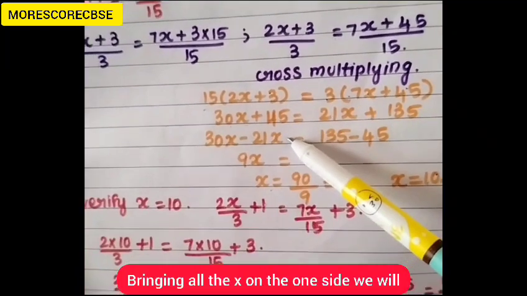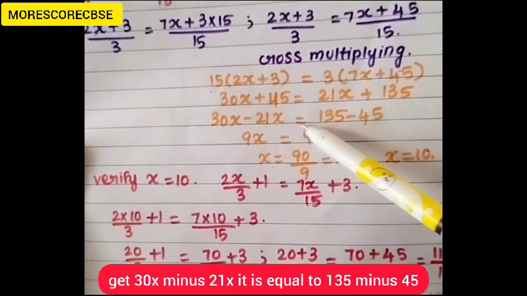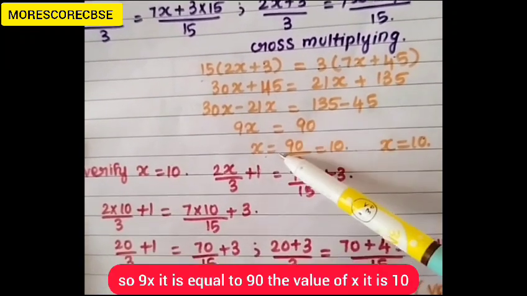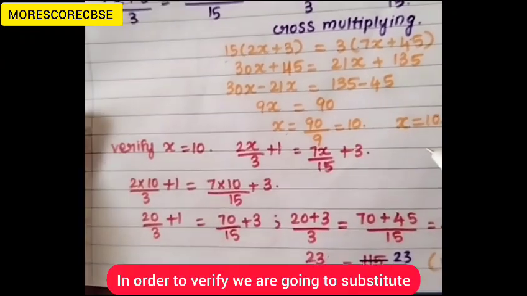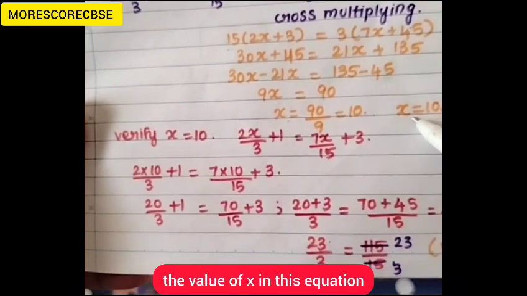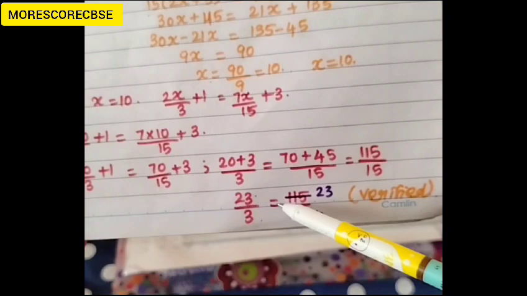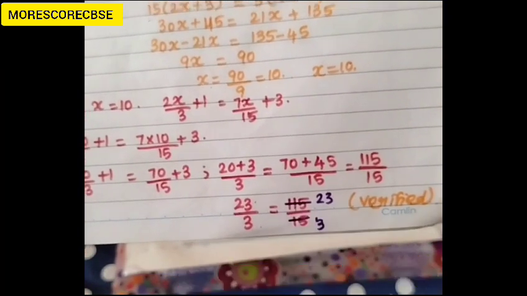Bringing all the x to one side we will get 30x - 21x = 135 - 45. So 9x = 90. The value of x is 10. In order to verify, we are going to substitute the value of x in this equation, and we are getting the answer 23/3 on both the sides, and hence it is verified.